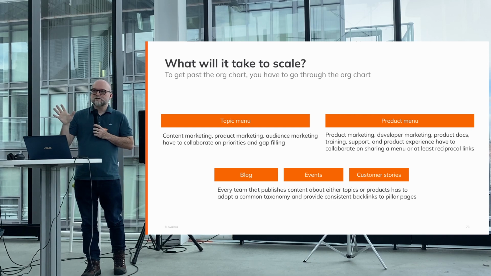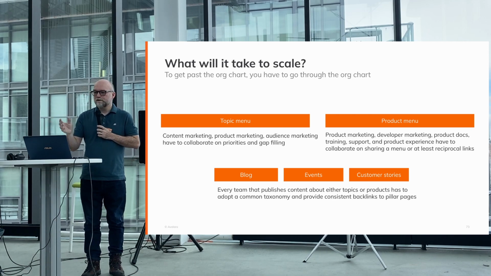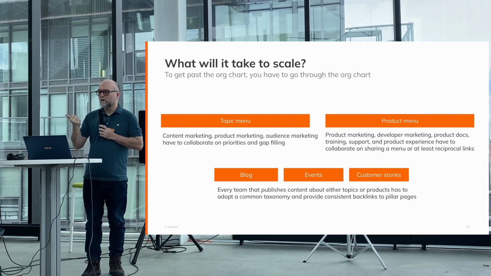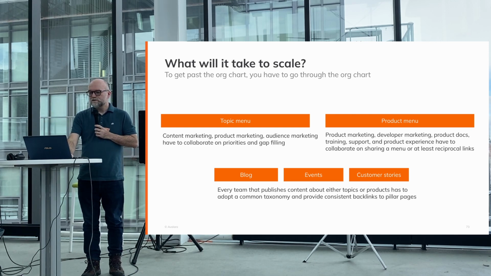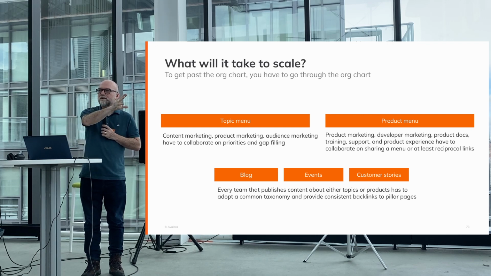For the product menu, it's even more challenging. We're not just talking about different parts of marketing, it's also product, docs, training, support, product experience, coordinating on what could lead them there and how we're talking about the problem domain. And then in shared resources like blogs, events and customer stories, anytime we talk about a topic or a product, we have to draw from a common taxonomy and classify content so that it can pop up in those hub or resources pages under the appropriate product menu or topic menu.